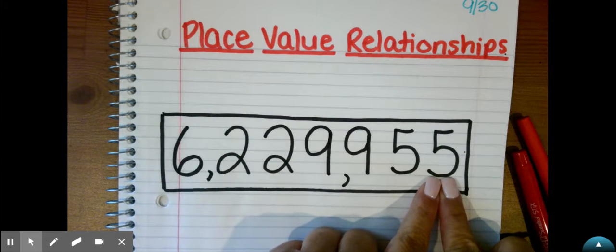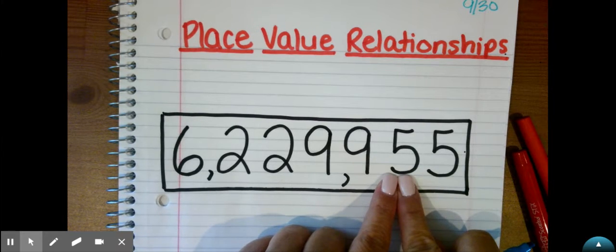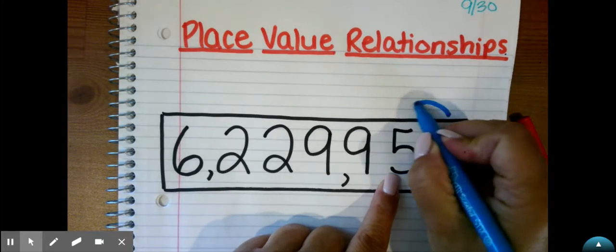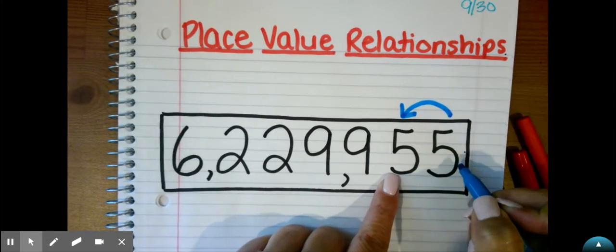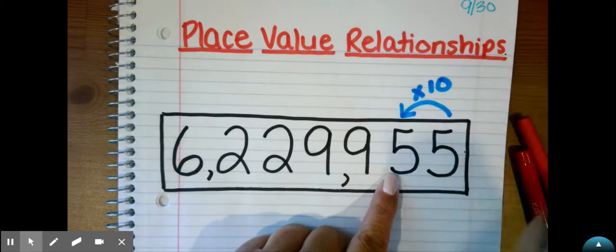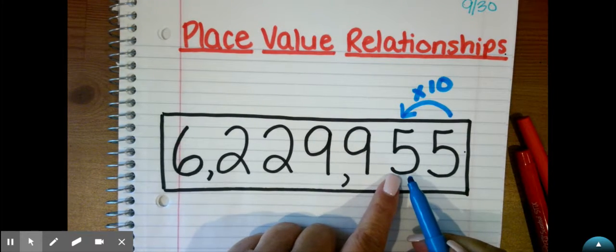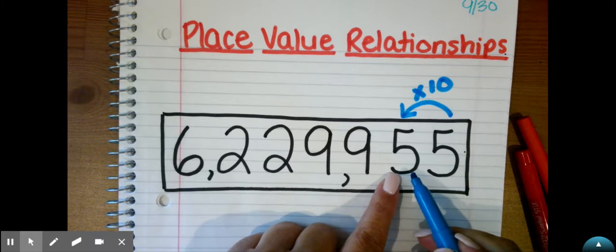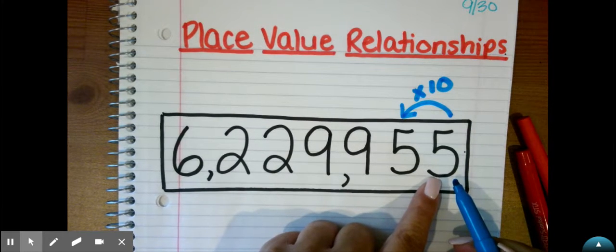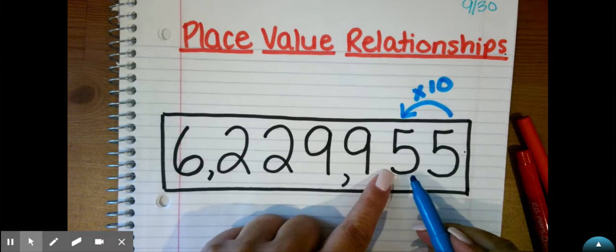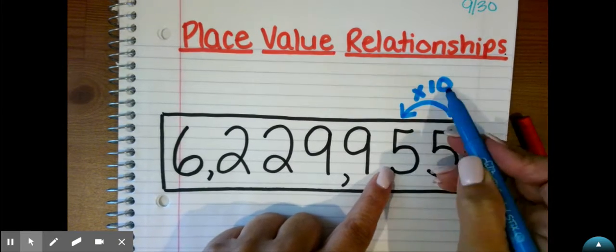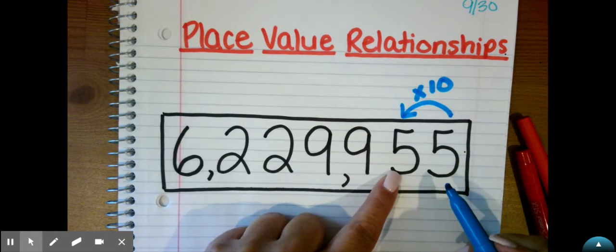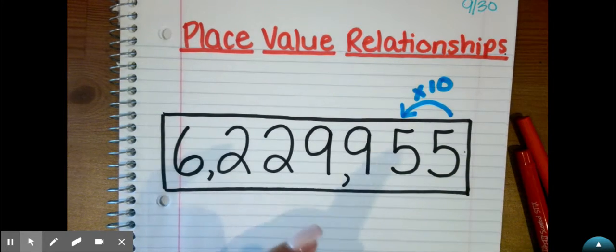This 5 is in the ones column, and it's worth, well, just 5. But this 5 is in the tens column, and we know that it's not worth just 5. It's actually worth 50. So I could say that the relationship between these two 5s is 10 times. The 5 that's in the tens place is 10 times the 5 that is in the ones place. And that makes sense because 5 times 10 would be 50. And that is what the value of this 5 is.